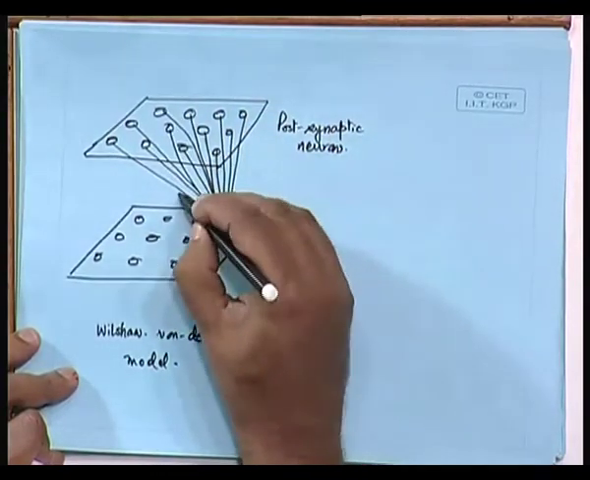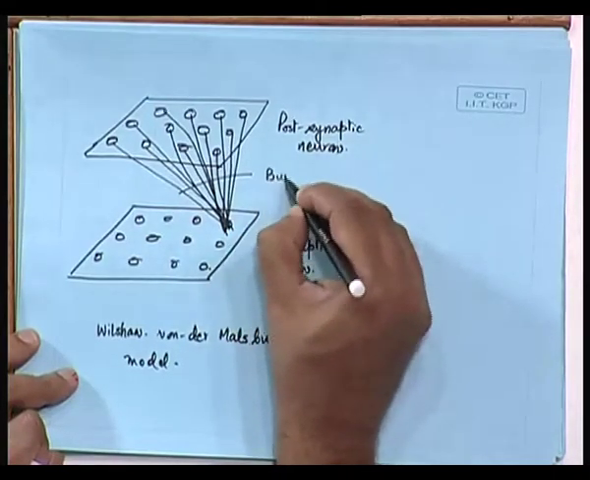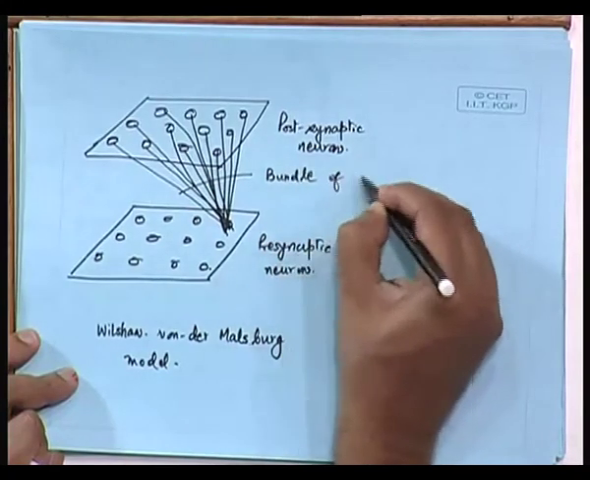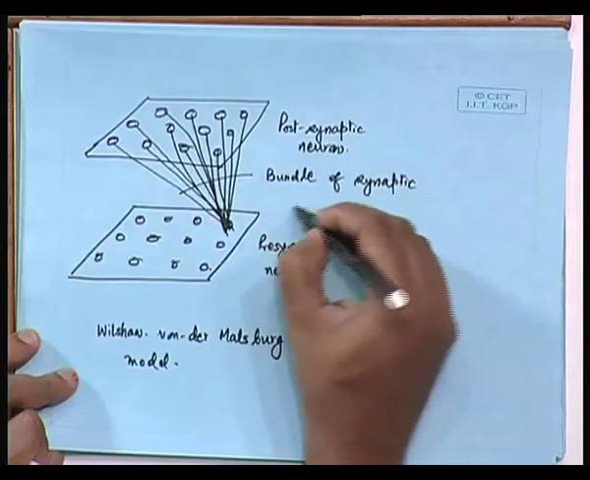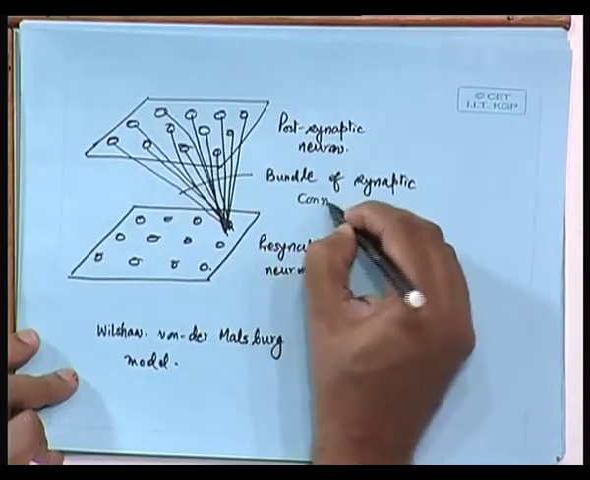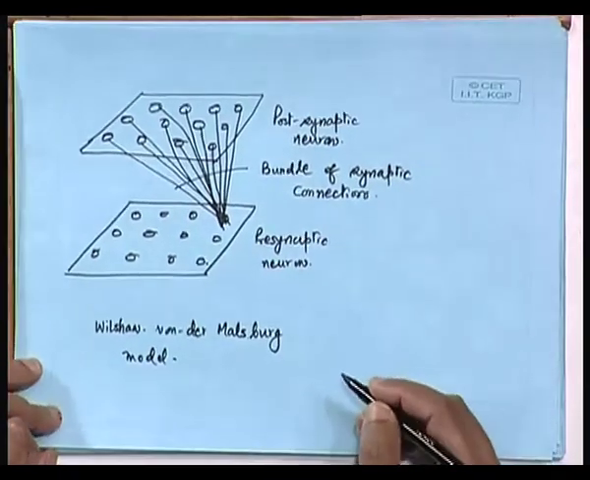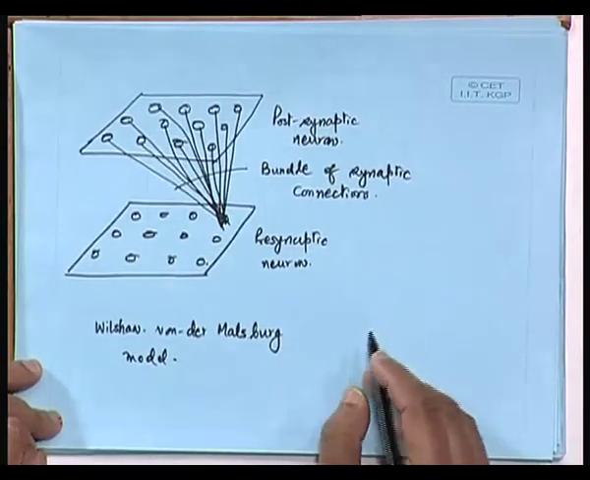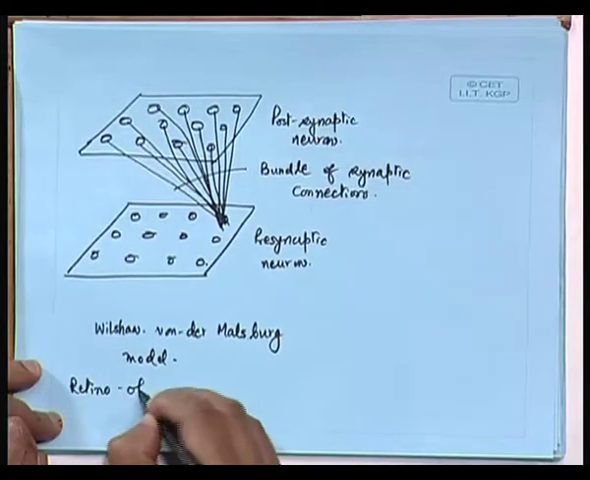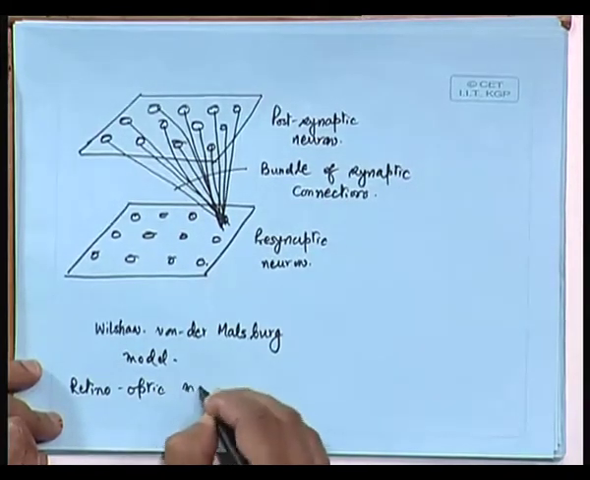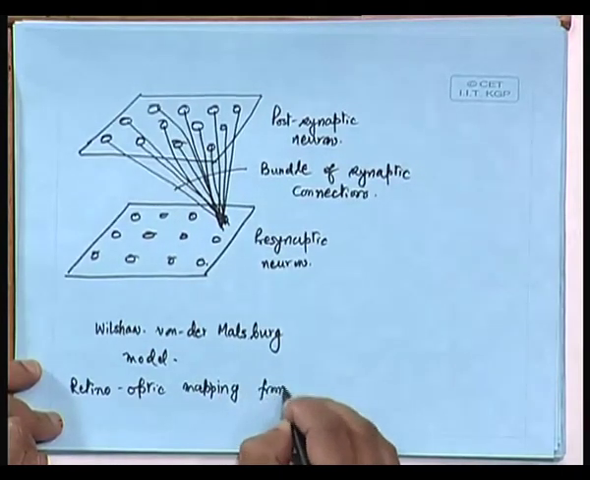So, this essentially will form a bundle of synaptic connections. In fact, this model was used to explain the retino-optic mapping. Okay, so this very nicely explains the retino-optic mapping from retina to visual cortex.